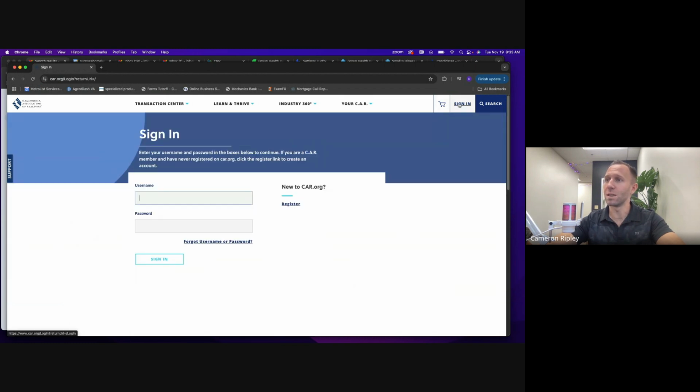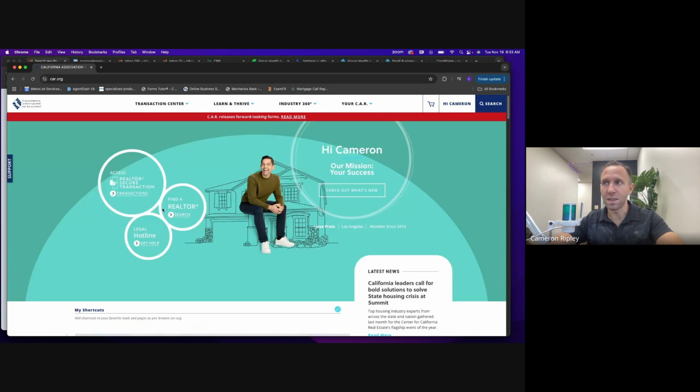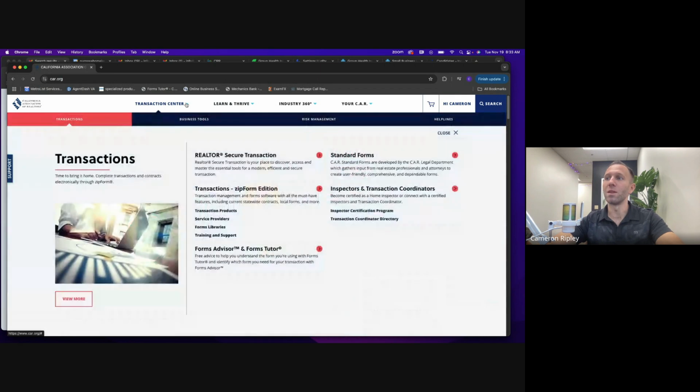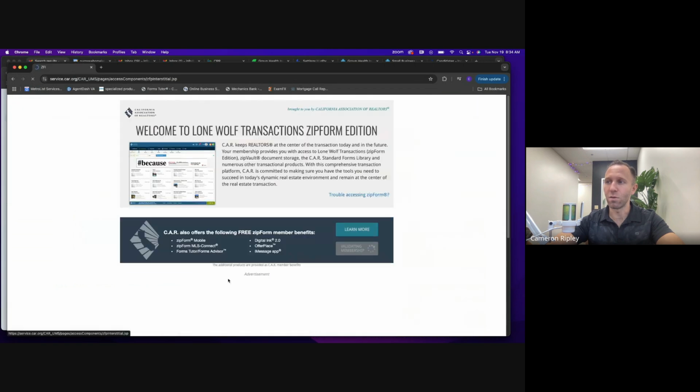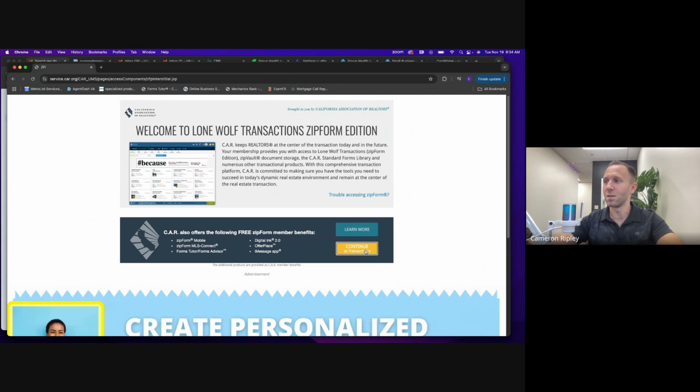Okay, so what I do is you go into car.org, you sign in. You probably have a sign in, even though you don't really remember. So if you haven't signed up yet, make sure you memorize this. But you're going to go to Transaction Center, Transaction Zip Forms Edition, Access Zip Forms. It's going to pop up with this menu here. You're going to wait for this to turn orange, or yellow, whatever that is.